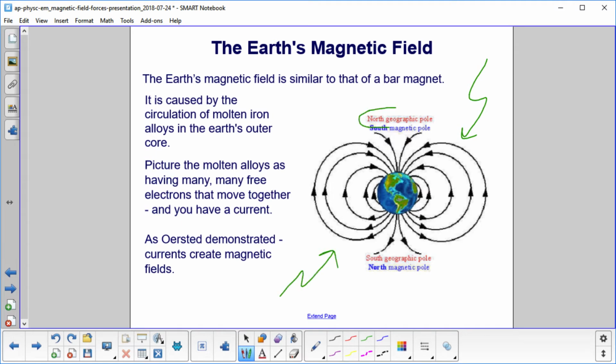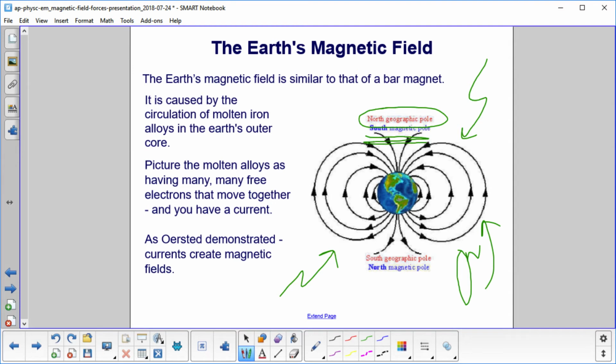And we have the North Geographic Pole, right? North of Alaska and Canada and Russia. And that's actually the South Magnetic Pole. Why? Because your compass needles, the north pole of that little needle will point to the north. So if it's pointing to the north, what's attracting it? Well, the Earth's South Magnetic Pole.